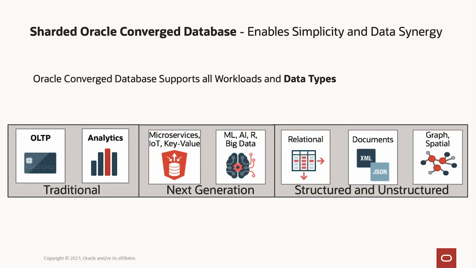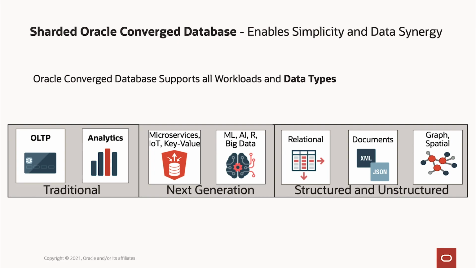Additionally, Oracle Database is a converged database. That means we not only support online transaction processing and analytic workloads in the same database, but also different types of data. For example, you can store relational data, XML data, JSON, text, spatial, graph, all of this in the same database instance. And you can shard that database.